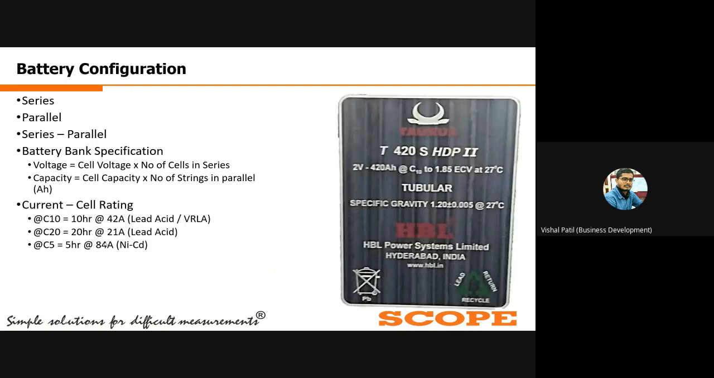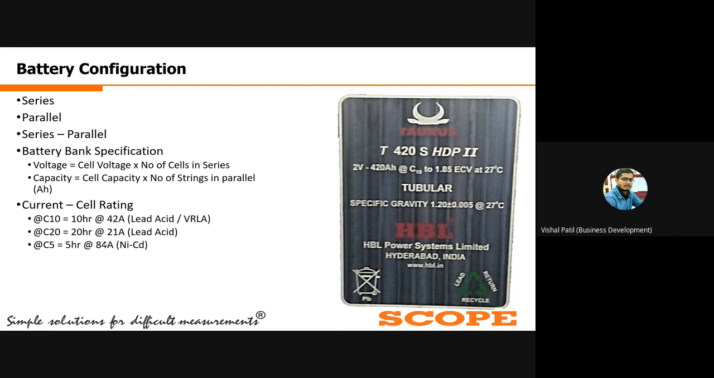Now we will see a few specifications mentioned on the nameplate of any battery cell. As you can see there, in general, two major parameters are mentioned. That is the cell voltage, which is 2 volts in this particular example, and the cell capacity. The cell capacity is 420 ampere hour at the rate of C10. So this C rating specifies the uniform duty cycle of this particular cell.